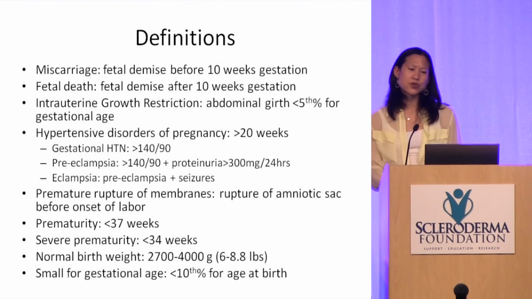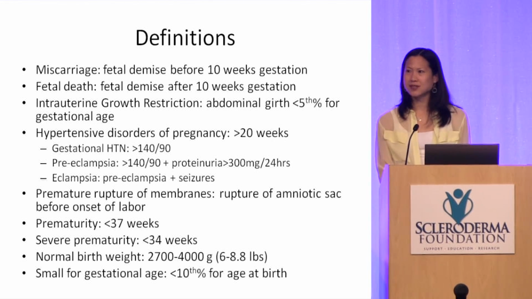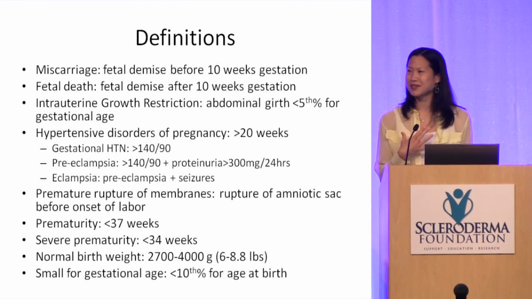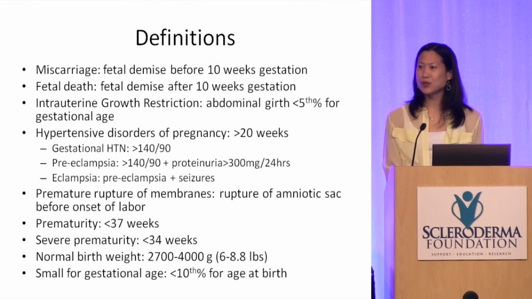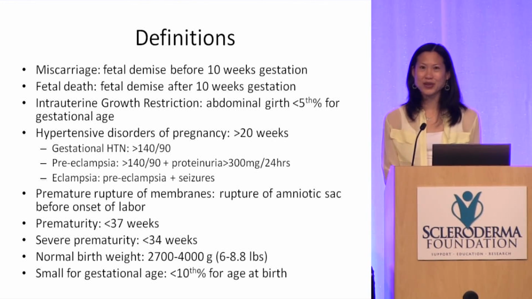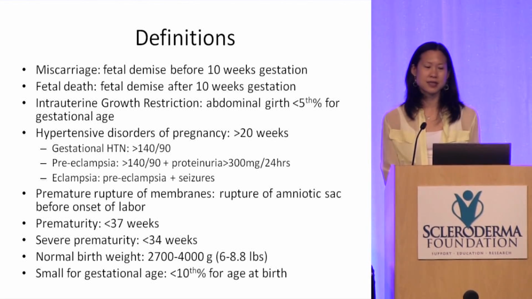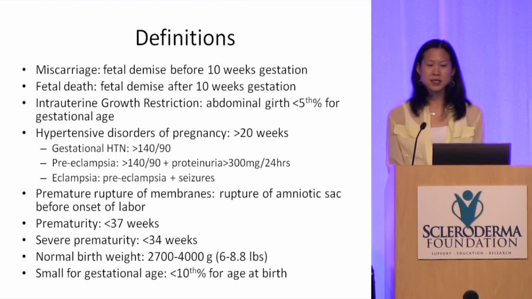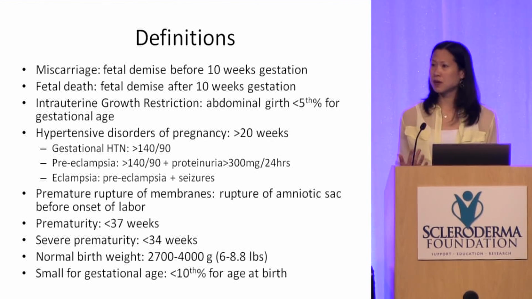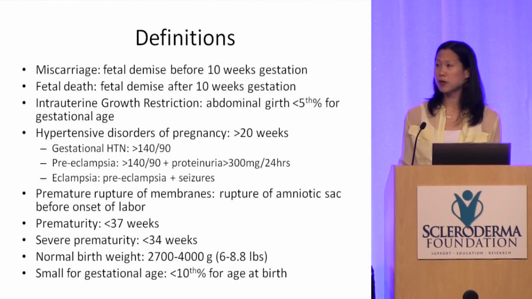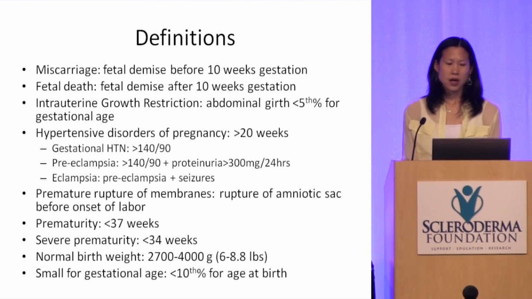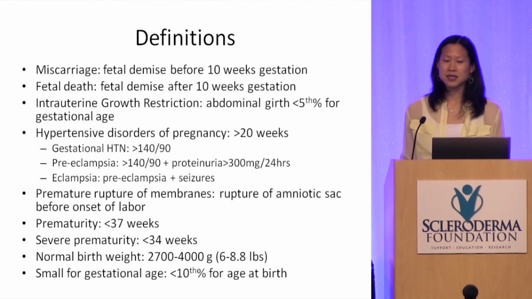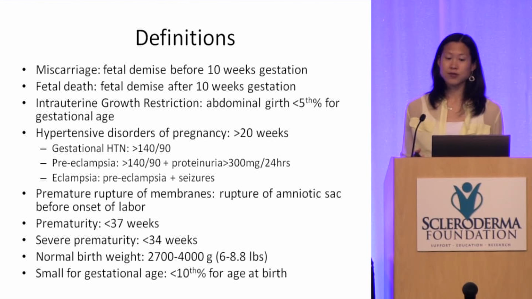So first I wanted to go over some definitions that I myself needed to remind myself about since I did OBGYN many years ago in medical school. But for the audience as well, I wanted to review some definitions regarding pregnancy. So a miscarriage is when the fetus dies in utero before 10 weeks of gestation, whereas fetal death is defined as fetus dying after 10 weeks of gestation.